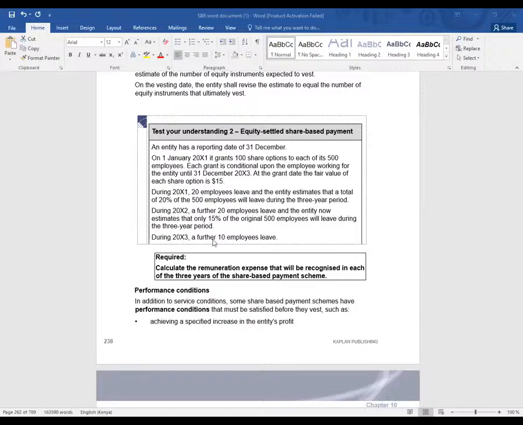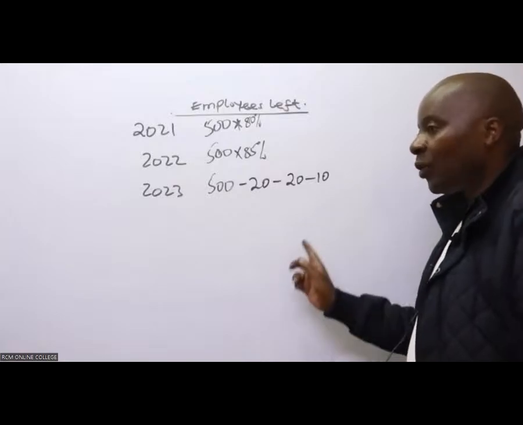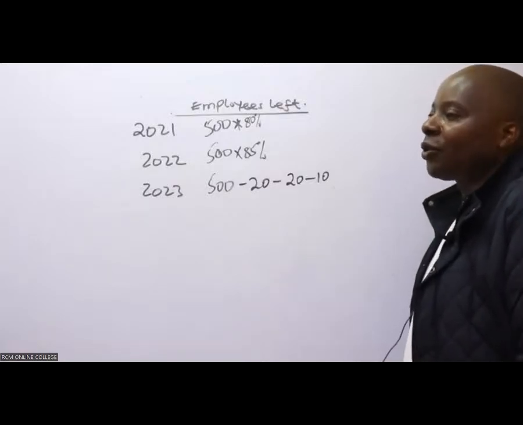So for the year 2023, given that this is our last year, I will look at how many did leave in 2021. The actual that left in 2021 were 20, so minus 20. In 2022, we also lost 20, yes, 20. And then now we have 10 leaving. So minus 20, minus 20, minus 10 like that. So in the last year, we normally make adjustments for the actuals that left in each year.